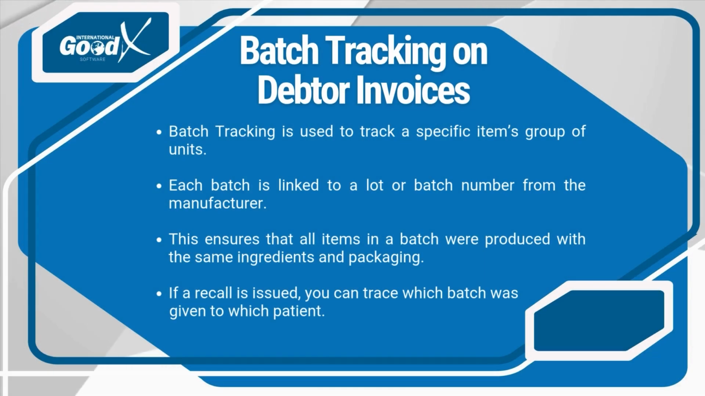Batch tracking is used to track a specific item's group of units. Each batch is linked to a lot or batch number from the manufacturer. This ensures that all items in a batch were produced with the same ingredients and packaging.